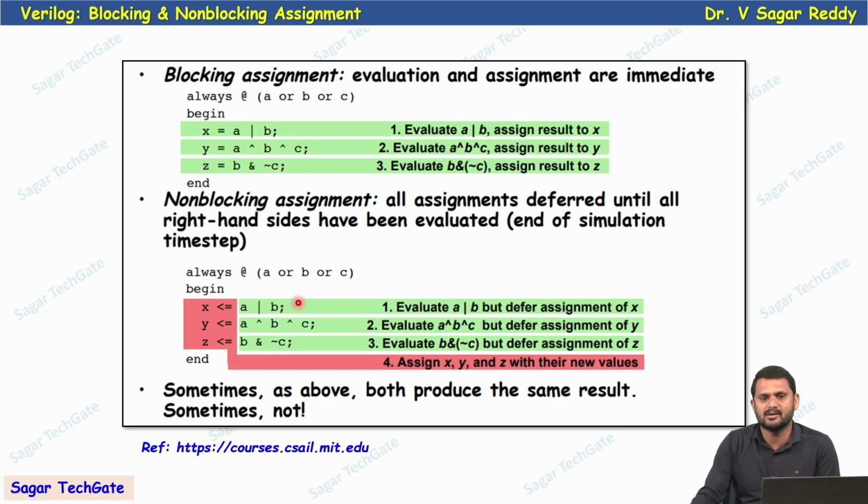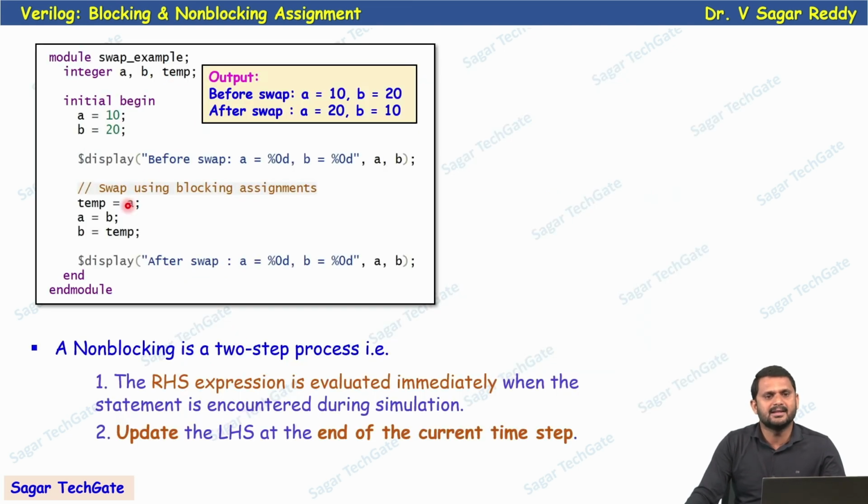At the end of the current time step, we are assigning these values to x, y, z with their new values. So what is the meaning here? We are taking the old values of a, b, c, then we evaluate this expression, then we assign to x, y, z. Sometimes, as above, both produce the same result, sometimes not. These two statements will produce the same result, sometimes may not also. I'll tell you with some suitable example how we get a different answer for the same statement. Now see, in this example, you remember this: non-blocking is a two-step process. One is the RHS expression is evaluated immediately when the statement is encountered during the simulation.